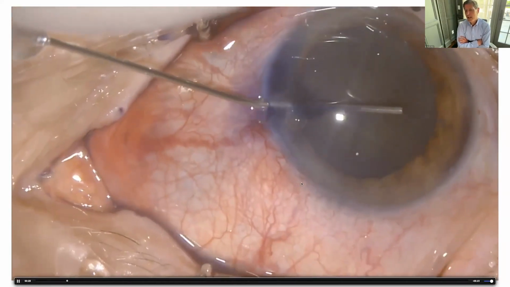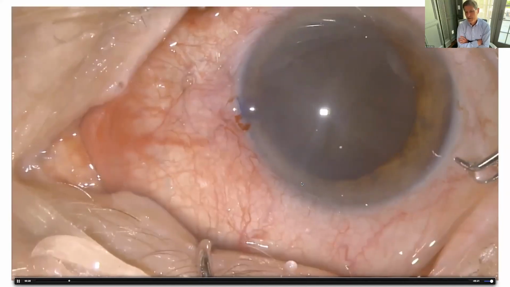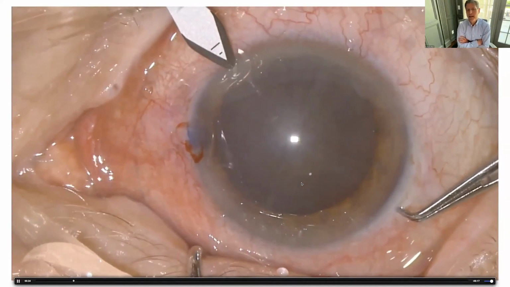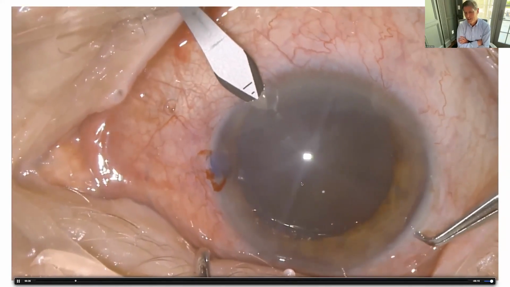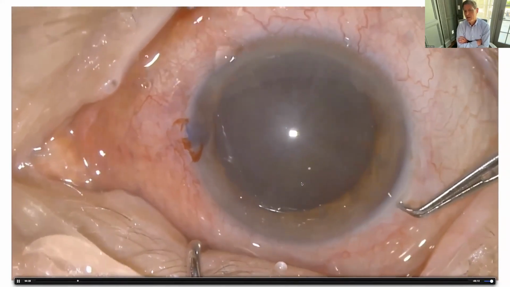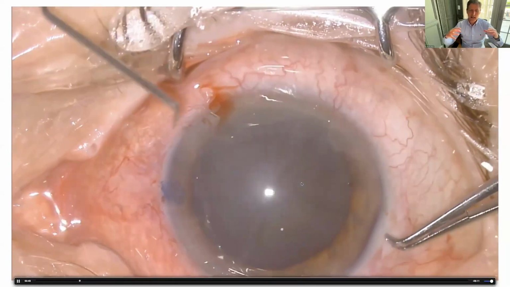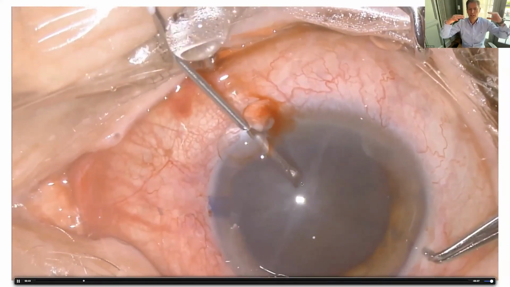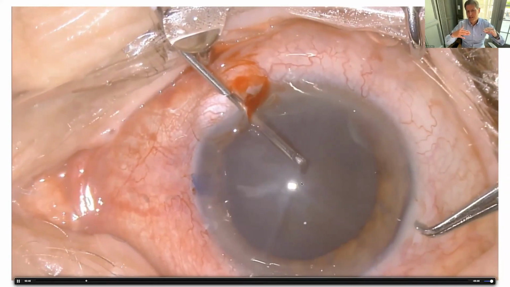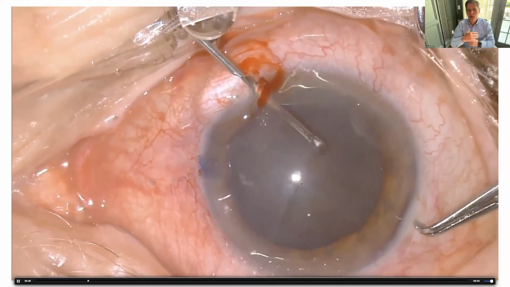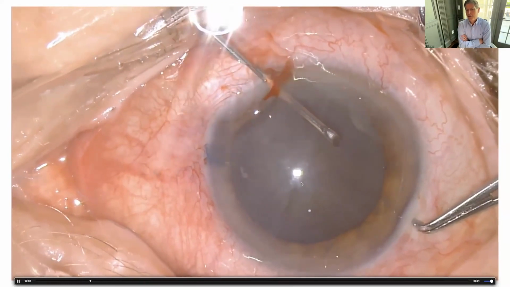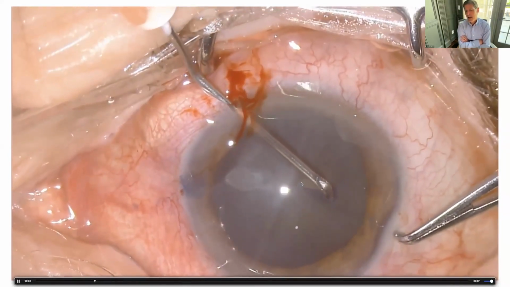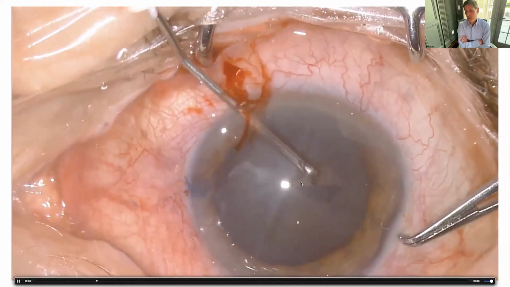After staining, we inject our dispersive viscoelastic, first coating the endothelium, and then our cohesive viscoelastic to create what we call the soft shell technique. That cohesive viscoelastic will push the dispersive viscoelastic against the endothelium, and as we saw, due to the different electric charges of chondroitin sulfate, it will adhere adequately to the endothelium.